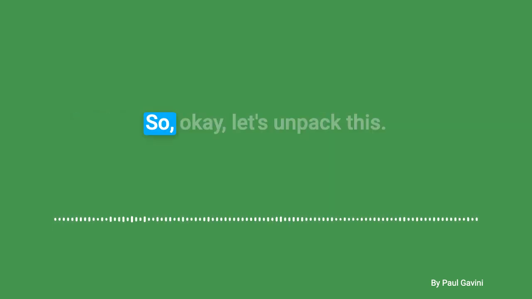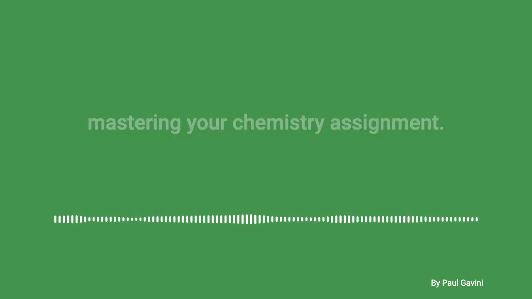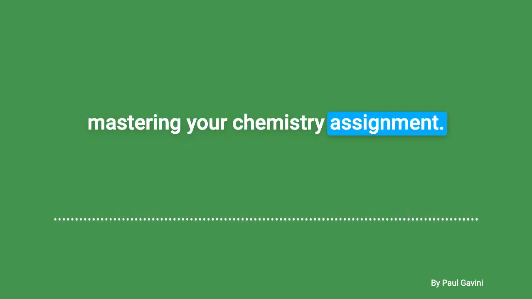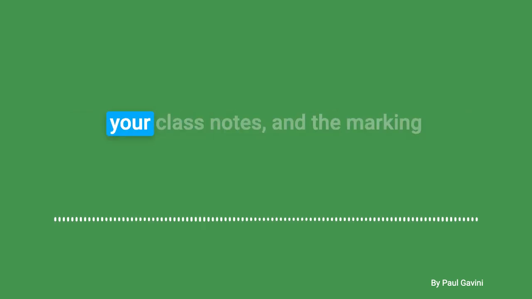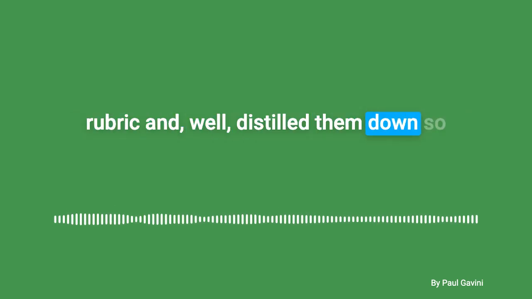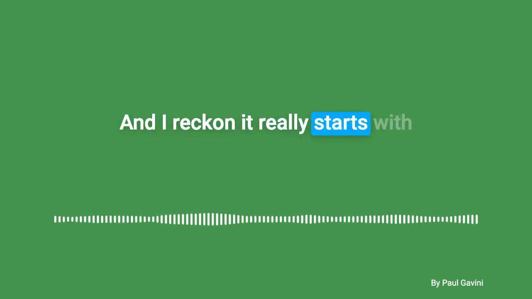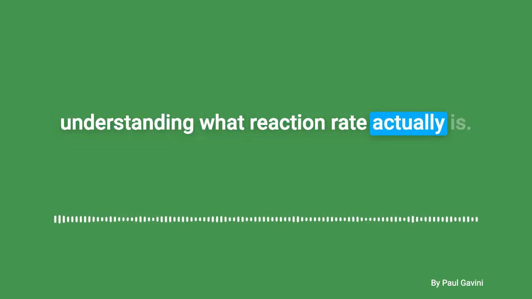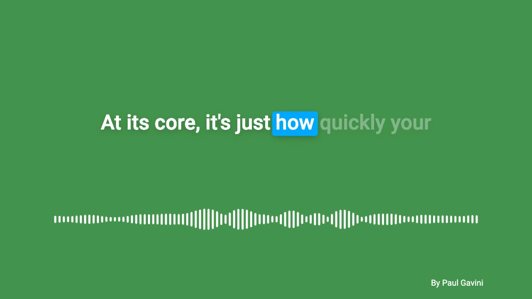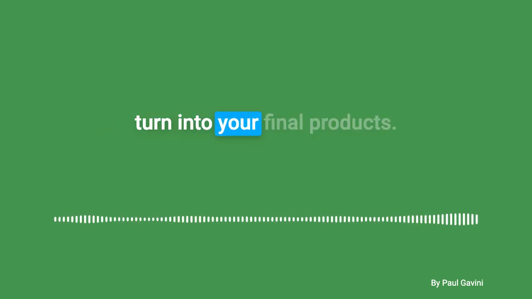So, okay, let's unpack this. Today's deep dive is your shortcut to mastering your chemistry assignment. We've taken your lab instructions, your class notes, and the marking rubric and distilled them down so you can absolutely nail this practical. And I reckon it really starts with understanding what reaction rate actually is. At its core, it's just how quickly your starting material, your reactants, turn into your final products.